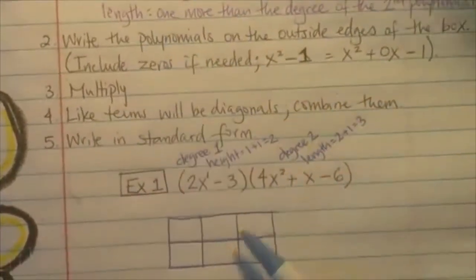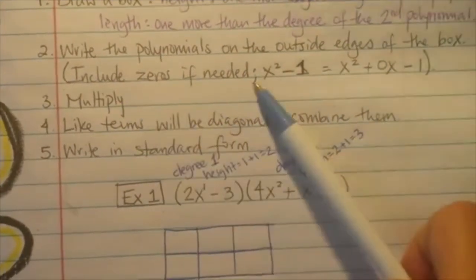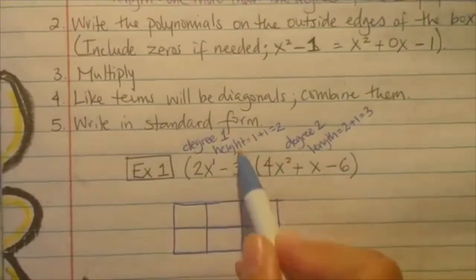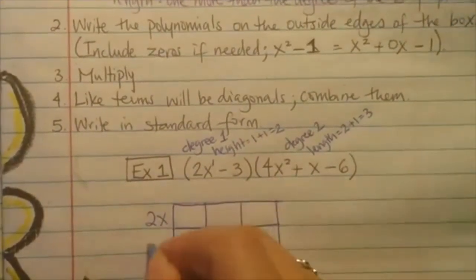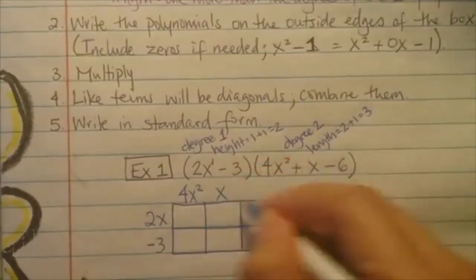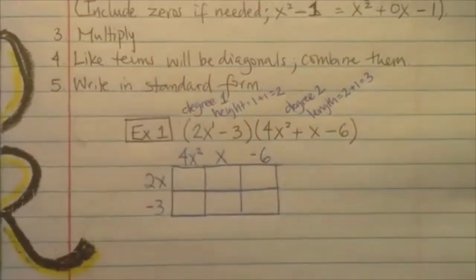Alright, it says write down the polynomials on the outside edges of the box. So the first polynomial is just the height, and then the second one is the length. So here's my height, perfect, 2. Here's my length, perfect, 3. That means there are no zeros. If I didn't have a perfect match, it means I had some zeros.